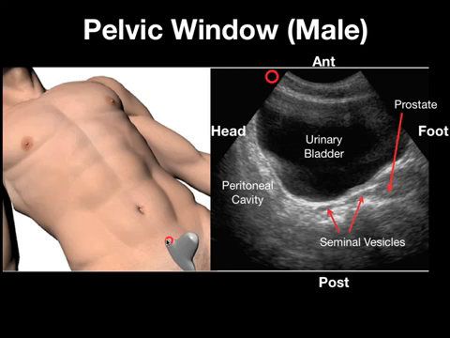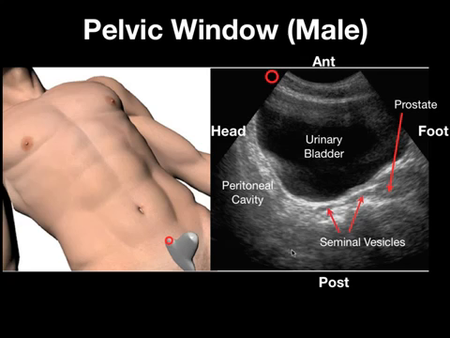So to perform this window, the indicator is going to be directed in a cephalad direction towards the patient's head. You're going to be just cephalad to the pubic symphysis. So your image is going to be anterior, posterior, head, foot. If the urinary bladder is full, you'll have a nice sonographic window. And you can see here is the peritoneal cavity.